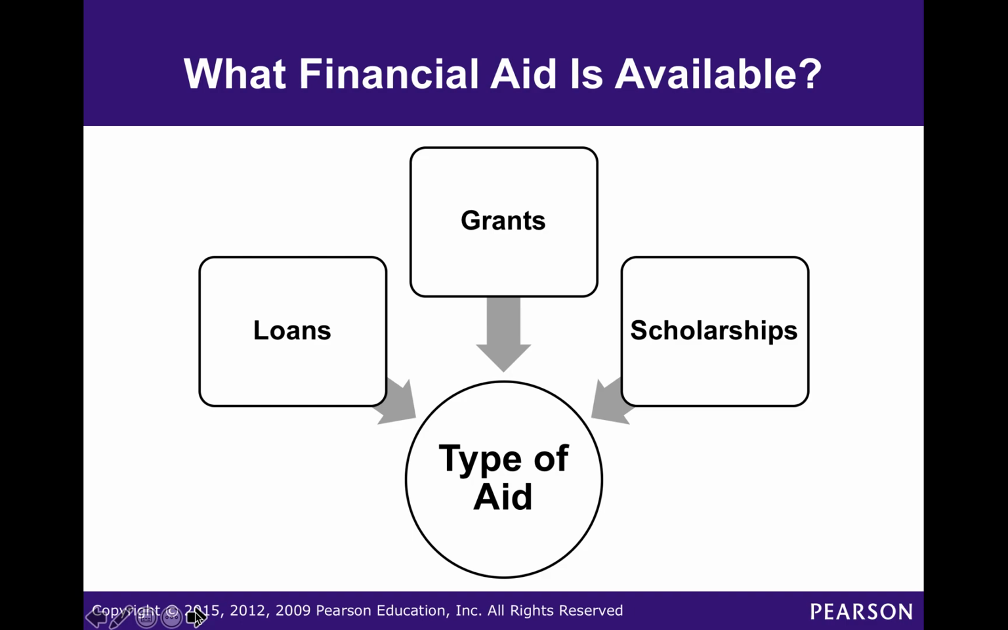So what financial aid is available? There are three types of aid. There are loans, which you have to pay back. There are grants that you don't have to pay back. And then there are scholarships that you don't have to pay back.